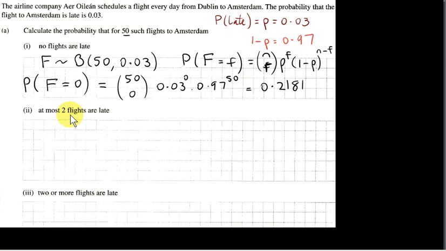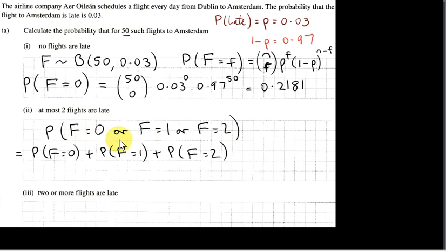In the next question, we want the probability that at most 2 flights are late. So here we want the probability that f equals 0, which means no flights are late, or f equals 1, which means exactly 1 flight out of the 50 flights is late, or f equals 2, which means exactly 2 flights out of the 50 flights are late.